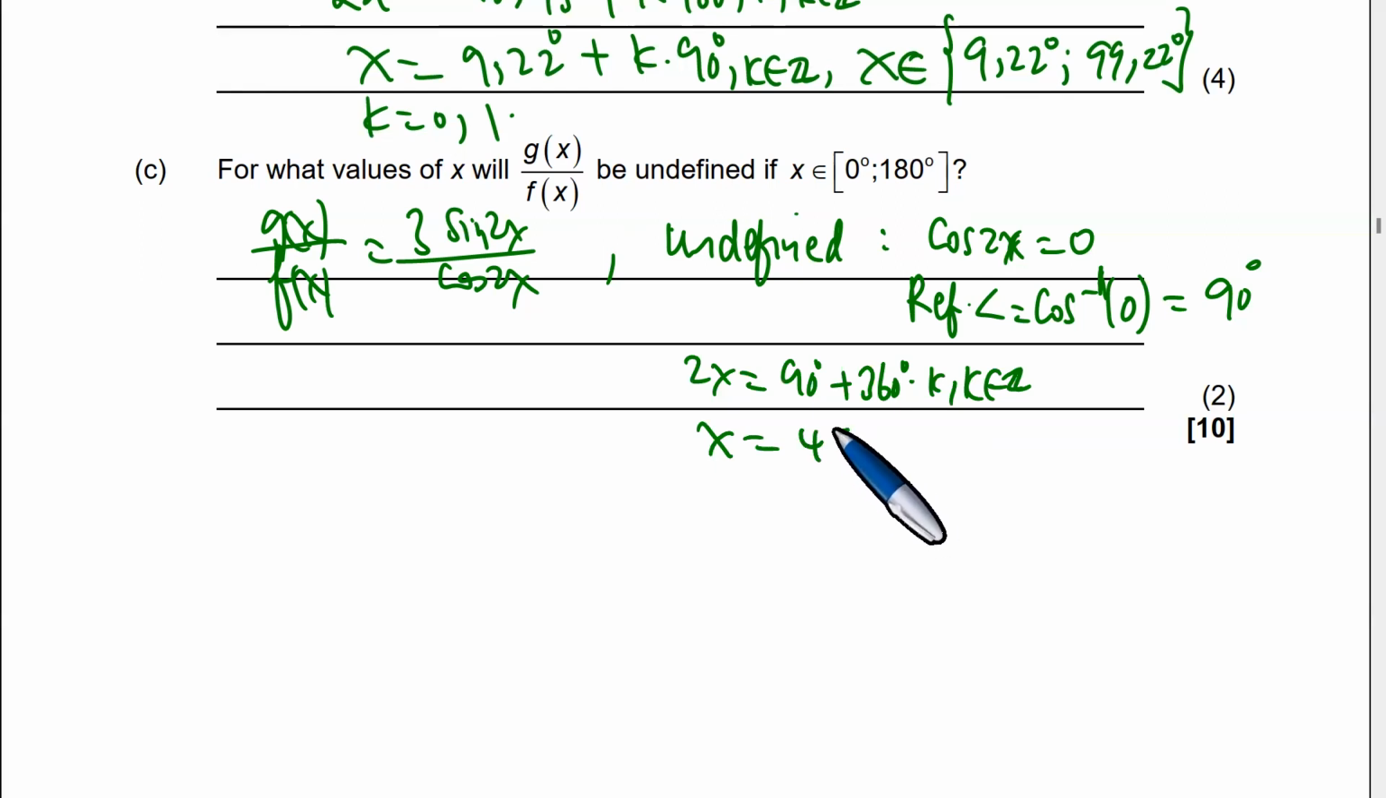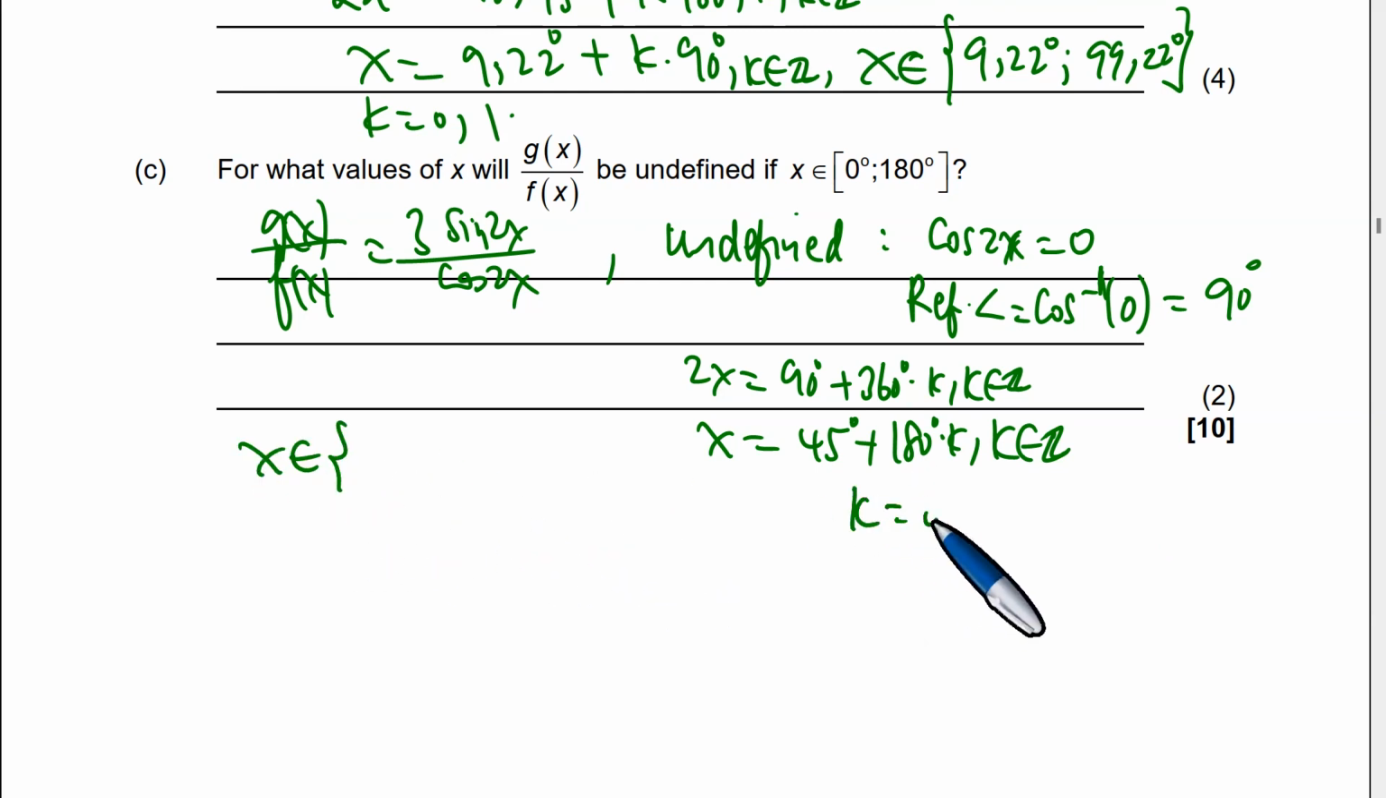Divide by 2, which is 45 degrees plus 180 degrees times k, where k is in Z. When k is 0, 180 times 0 is 0, so you have 45 degrees. Next one, when k is any other value.